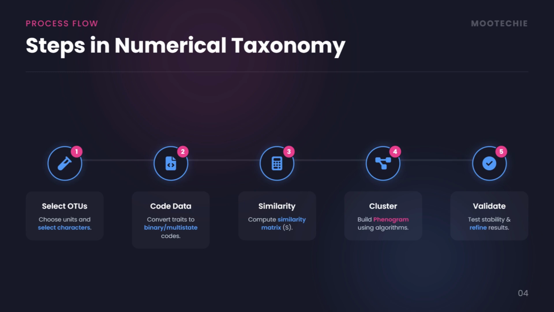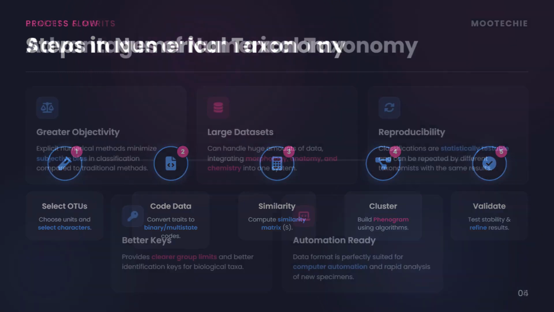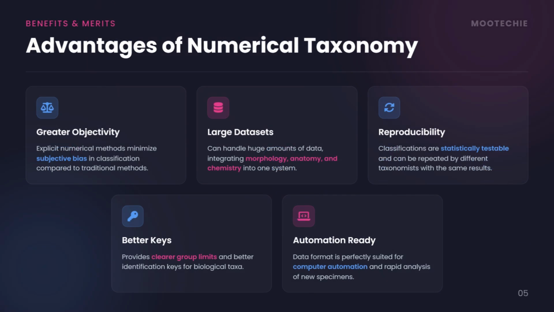Benefits and merits. Advantages of numerical taxonomy. Greater objectivity. Explicit numerical methods minimize subjective bias in classification compared to traditional methods. It reduces the influence of personal judgment, making taxonomy more scientific. Large data sets. Can handle huge amounts of data, integrating morphology, anatomy, and chemistry into a unified system. This allows for complex analyses that wouldn't be possible by eye or intuition alone.